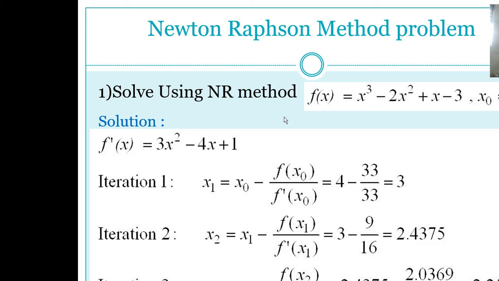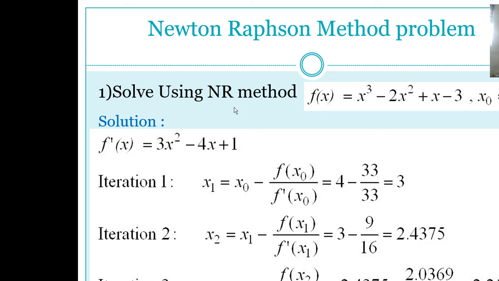Now when we start evaluating for x equal to 4, we put this value as 4 and evaluate the function; its value comes to be 33, and the first derivative evaluated at x equal to 4 gives the value 33 again. So both these functions have the same value, and so from 4 we get the new value as 4 minus 33/33, which becomes 3.